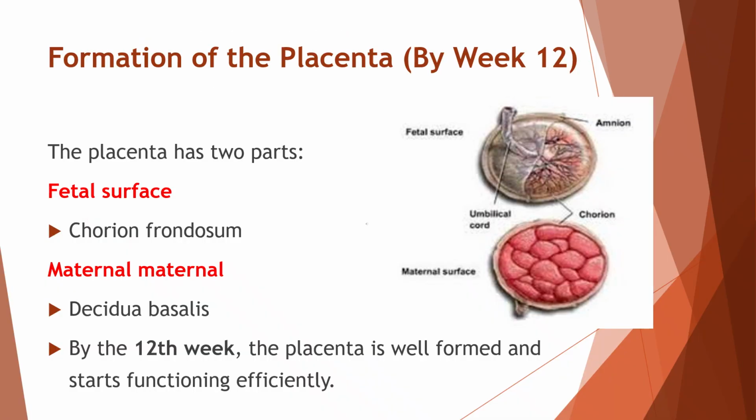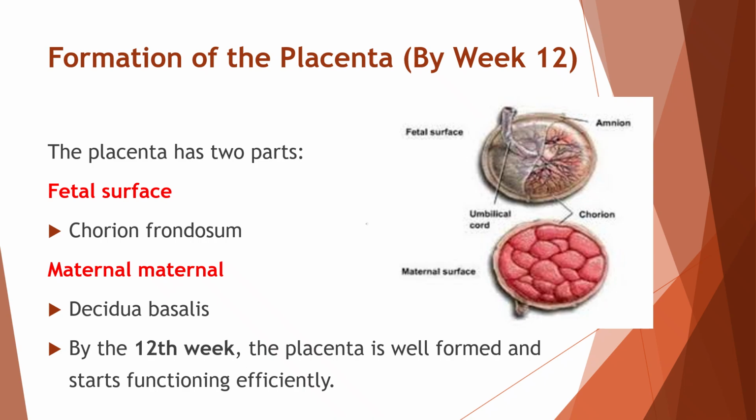Formation of the placenta is completed by the 12th week of pregnancy. The placenta has 2 parts. The fetal part is called the chorion frondosum. It develops from the chorionic villi and is connected to the baby through the umbilical cord. The maternal part is called the decidua basalis. It develops from the lining of the uterus and provides support and blood supply to the placenta.